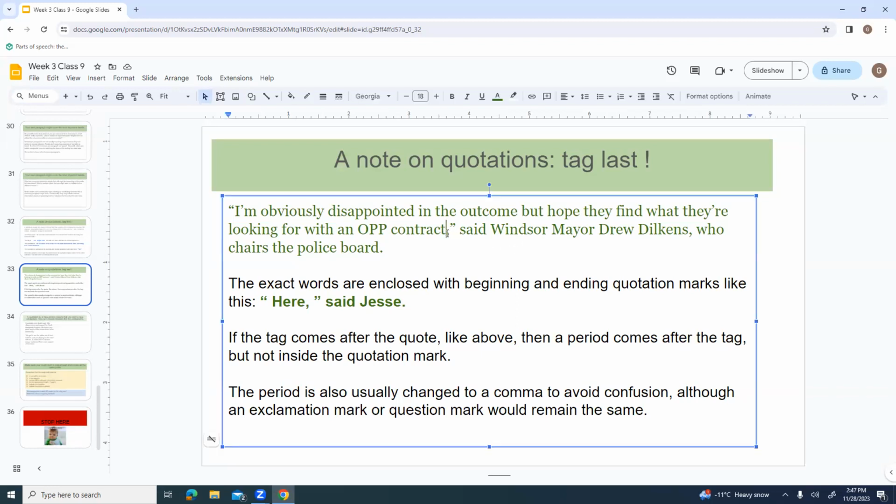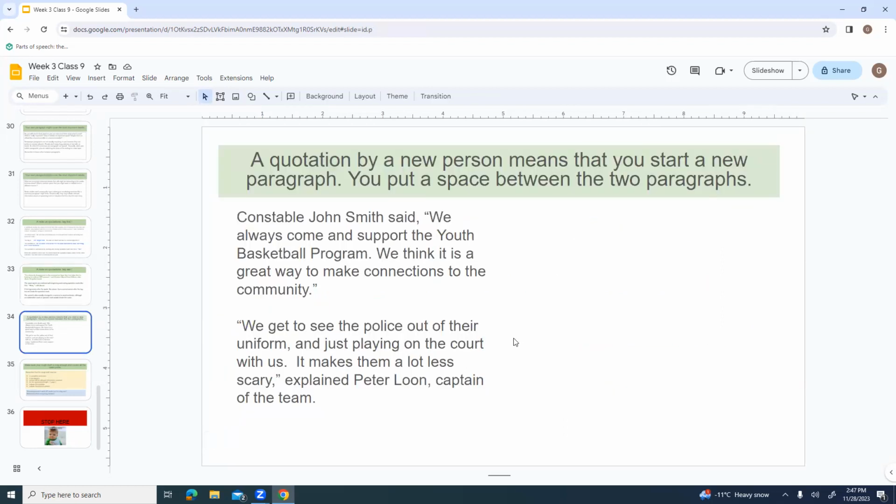Now, if for some reason he had done an exclamation point, then you would leave that there to show the emotion. Same thing if it was a question mark. But if it's just a period, which a lot of times it's going to be, they change it to a comma, and then the period goes at the end of the sentence, okay? Where are we at? We're good.